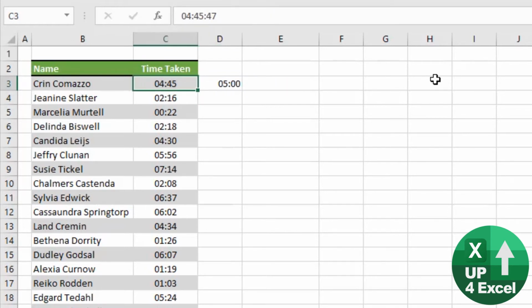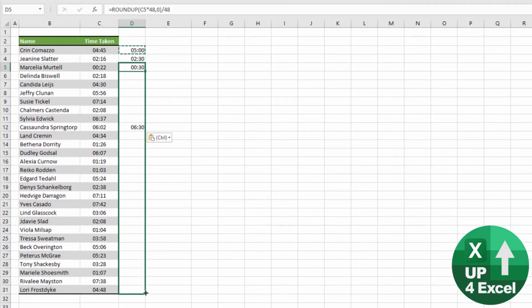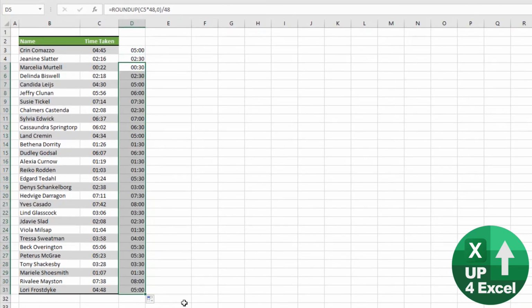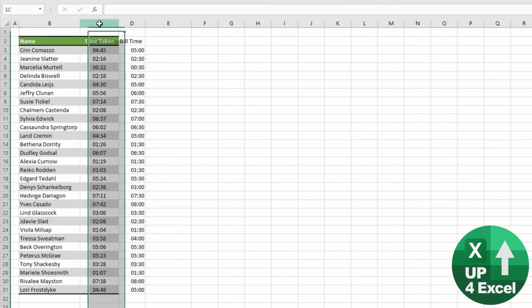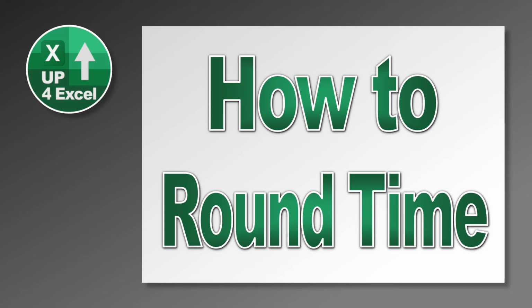So you can see that has taken 4:45 and changed it to 5 hours. 2:16, we should hope, becomes 2.5 hours. 22 minutes should be 30 minutes. Yes, 30 minutes. If I drag that formula right the way down, we can rest assured that will be now the bill time. I will click on that. So that is the bill time.